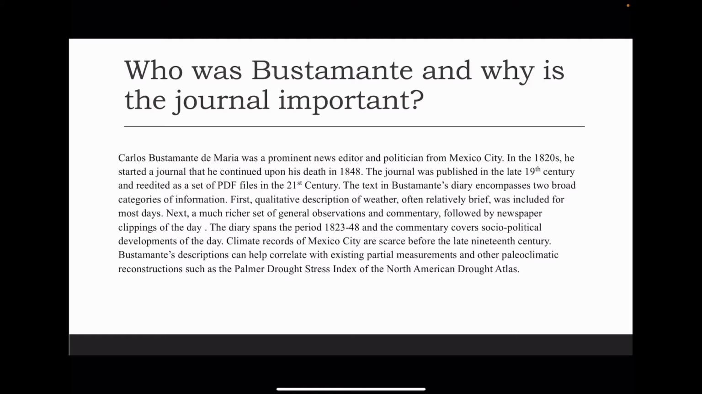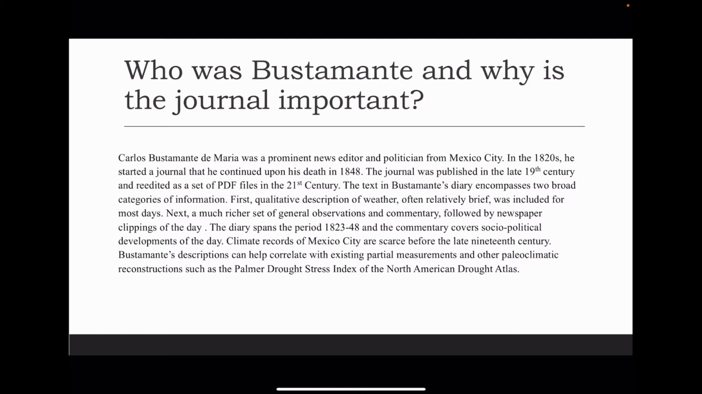The journal was published in the late 19th century and re-edited as a set of PDF files in the 21st century. The text in Bustamante's diary encompasses two broad categories of information. First, the qualitative description of weather, which is relatively brief and is included for most days. The next is a much richer set of general observations and commentary, followed by newspaper clippings of the day. The diary covers the period of 1823 till 1848, and the commentary covers the socio-political developments of the day.